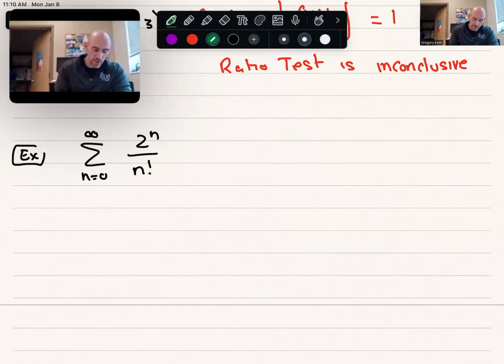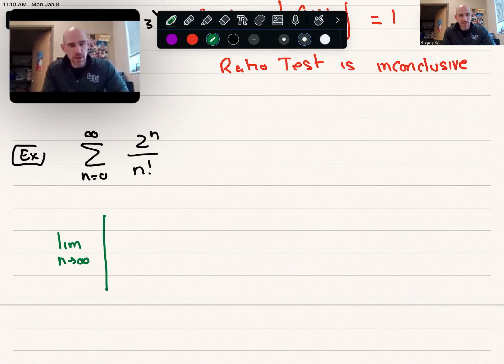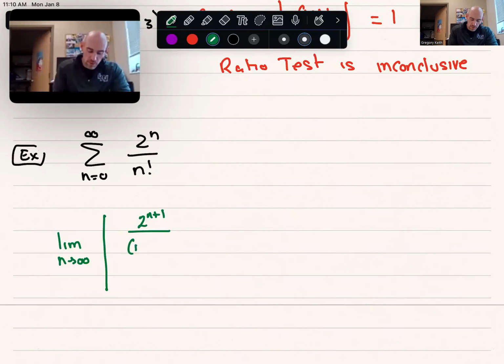What we're going to do is the limit as n goes to infinity, absolute value. Just remember, the absolute value really just knocks out that alternating piece if we need to get rid of it. 2 to the n over n factorial. We're going to put n plus 1 in for those n's. So 2 to the n plus 1 over n plus 1 factorial over the original, so 2 to the n over n factorial.